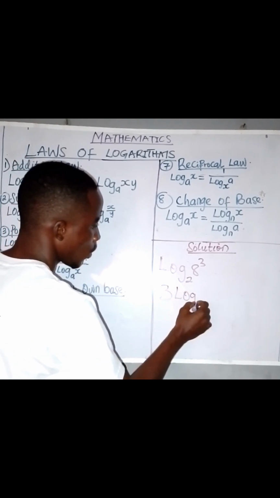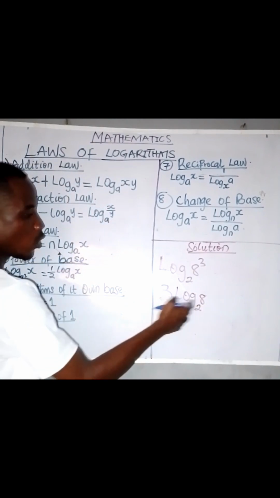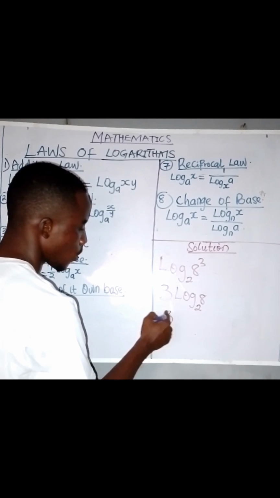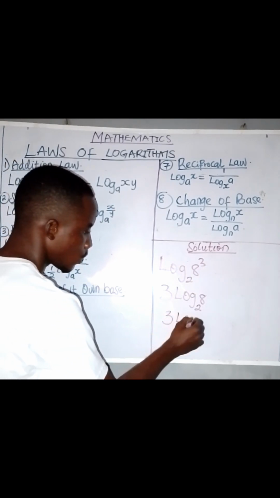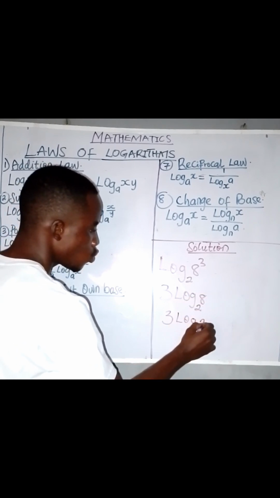Log what? Log 2 8. The 3 will now multiply log 2 8. So from here, I now have it as 3, the number multiplying it. Remember, 3 was the power, so it's now multiplying the log itself. Log 2 8 simply means what? 2 raised to power what?